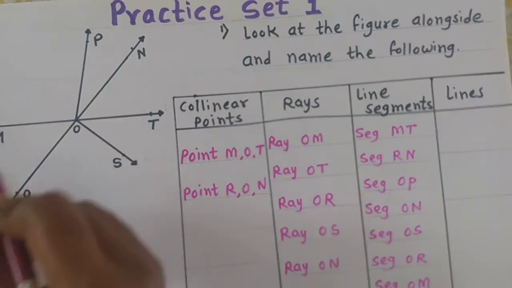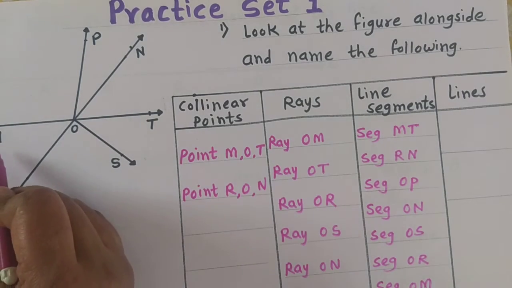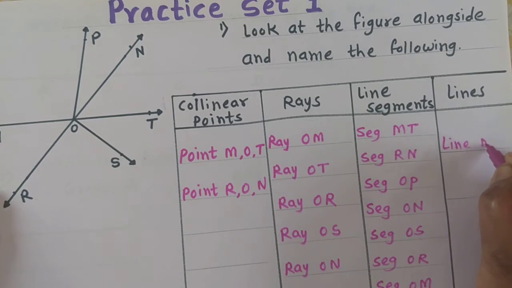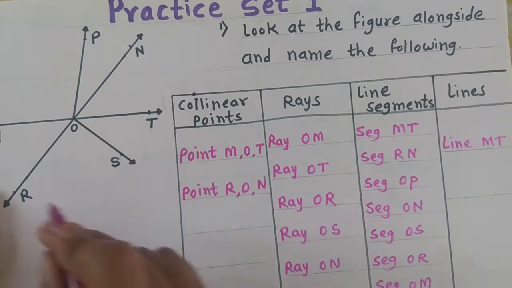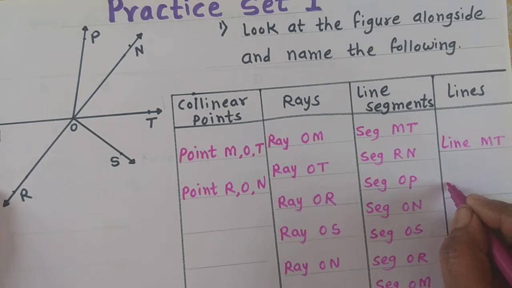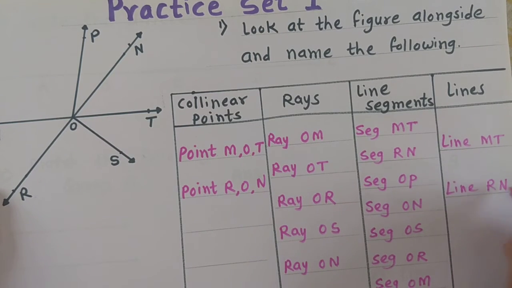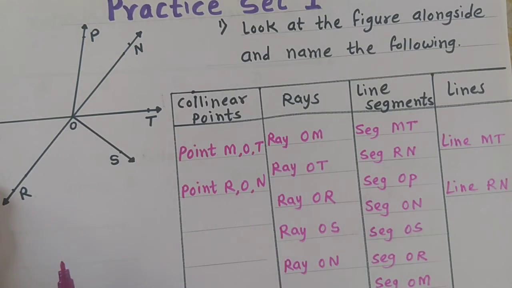Now, which are the lines? Line MT, line RM. These are the lines.